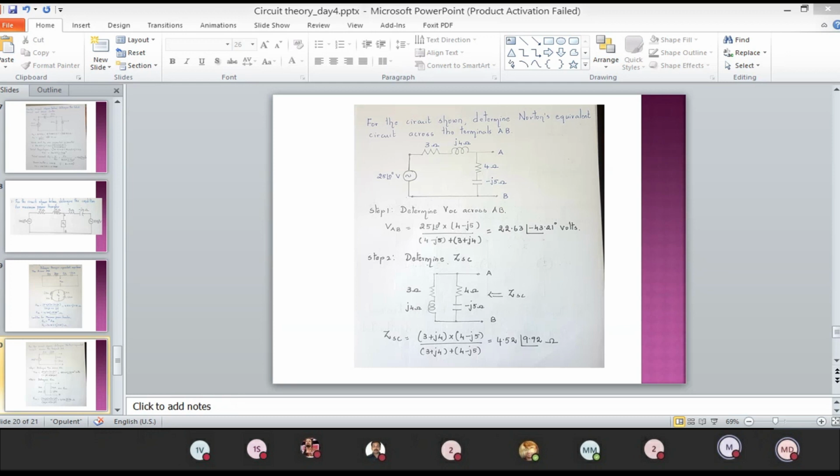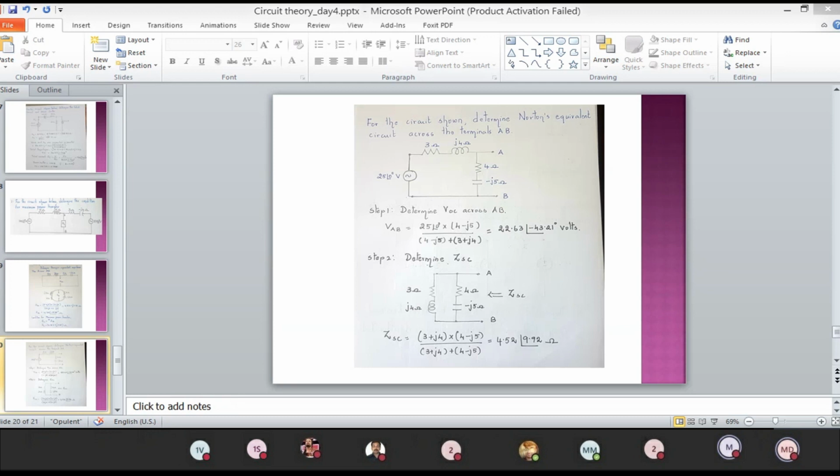Here I can also utilize Ohm's law. I is equal to V by Z, and then V is equal to I into Z. But that will be too lengthy, and not only lengthy, it is time consuming. Instead of that, I'm using the voltage division rule. So the open circuit voltage across AB is V into Z1 divided by Z1 plus Z2.